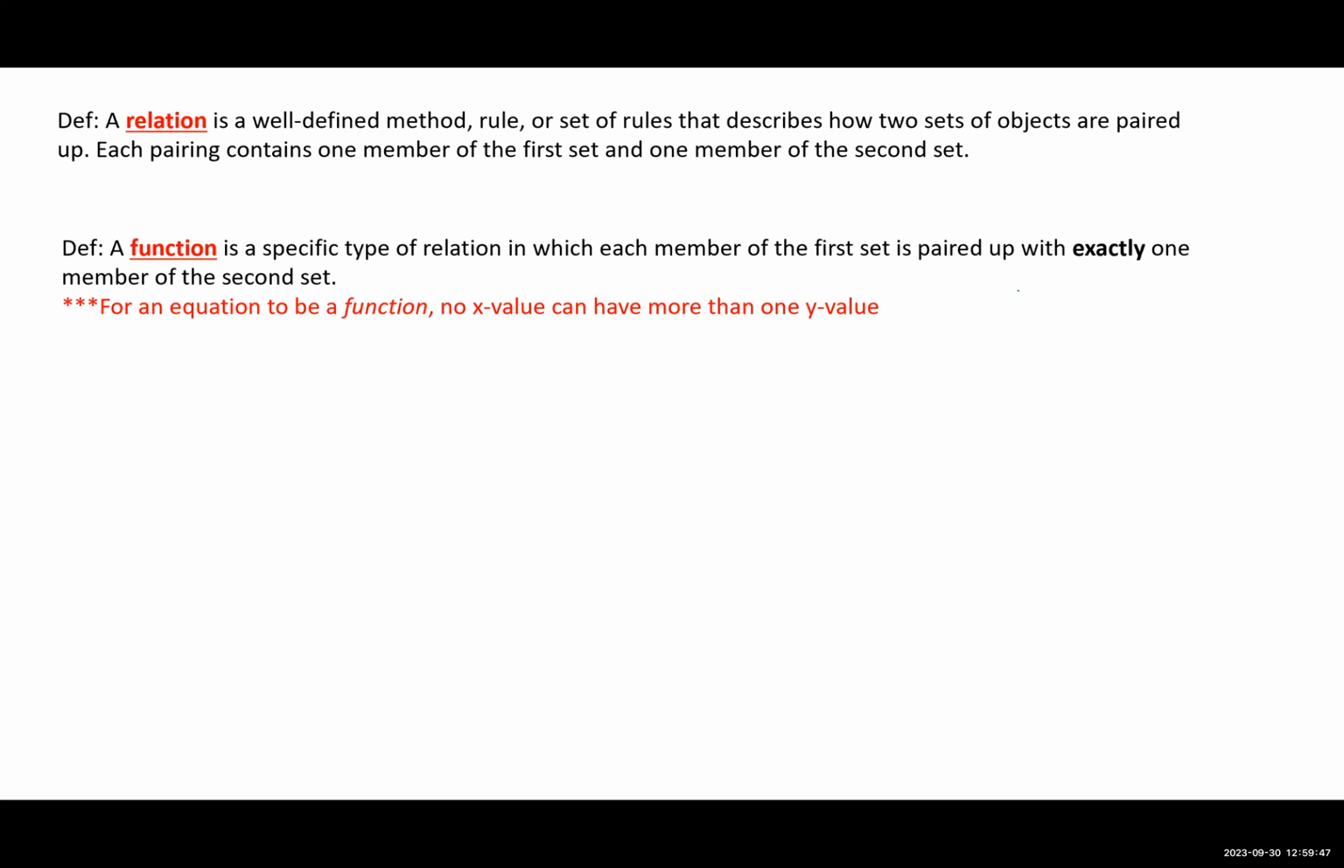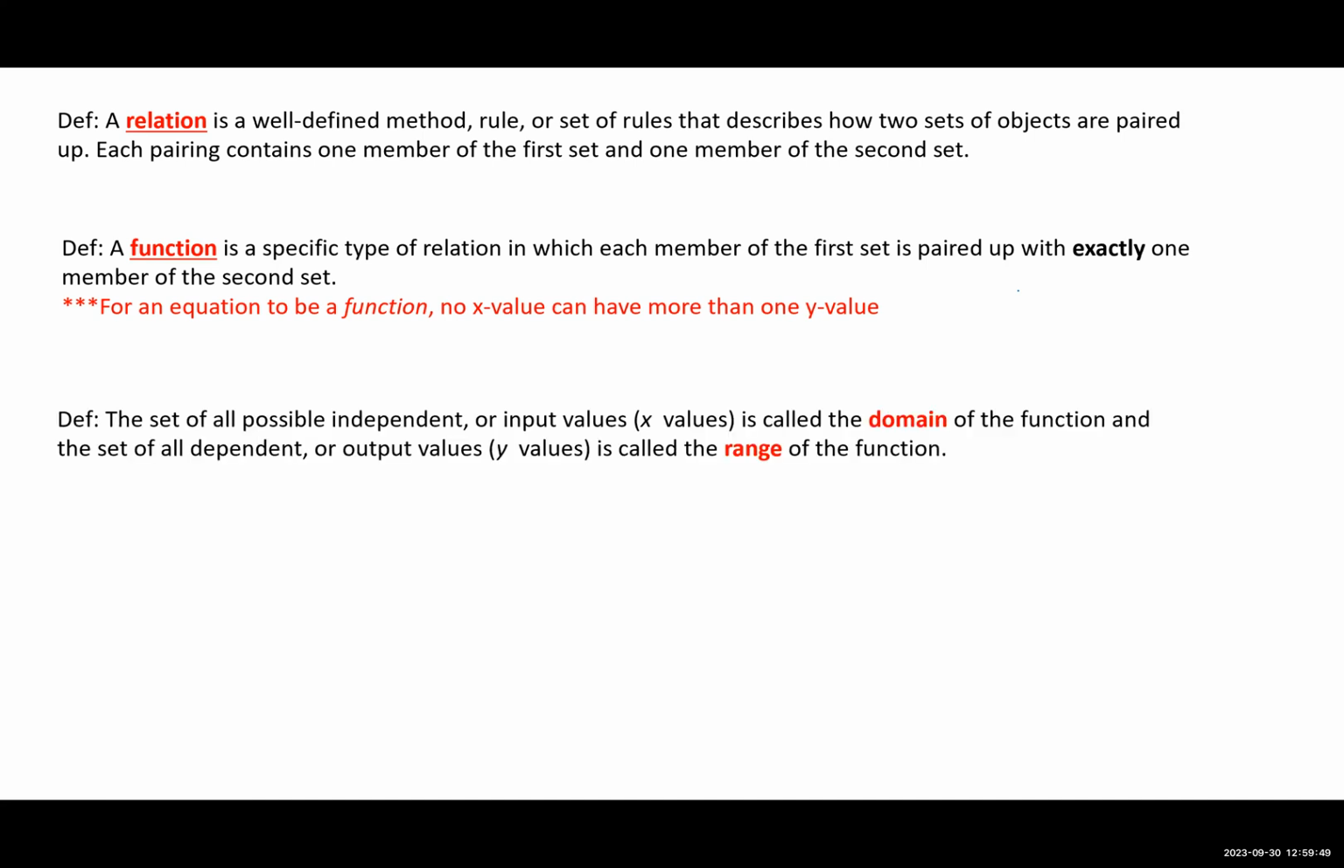The next definition, related to functions. Remember, a relation connects two sets. A function is a type of relation, so it connects two sets. The set of all independent values or input values or x values, the first set, right? I'm going to stop saying first set and second set. We have specific names for these.